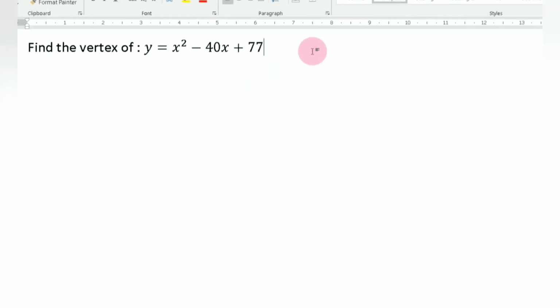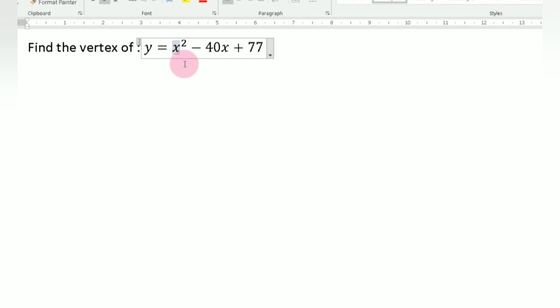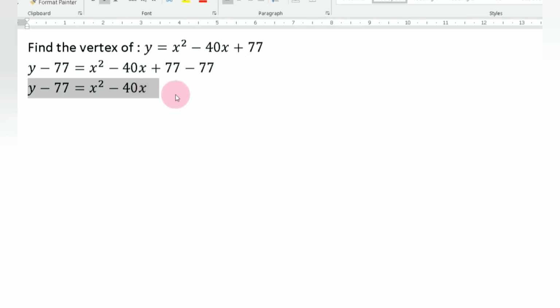And here's more examples about finding the vertex. If we are given this equation, how do we convert it into the vertex form? We know that this is a parabola facing upward and the y-intercept is (0, 77). So first we subtract 77 from both sides, and then this is the result. And then we need to complete the square, since we know that this is negative 40.